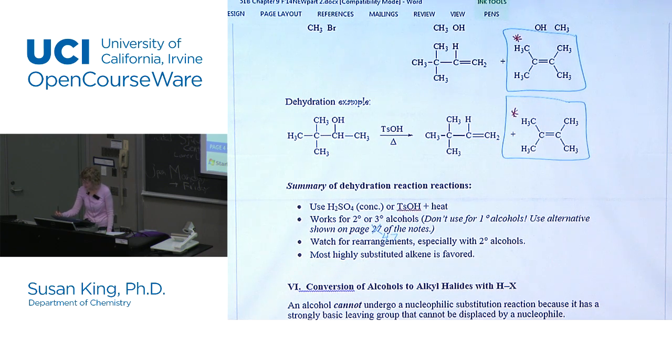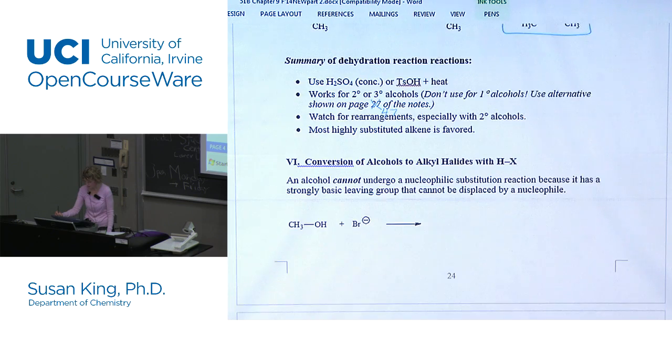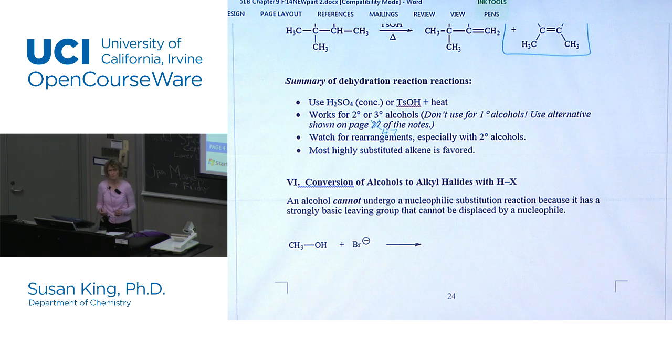All right, so that's dehydration. Now we're going to move on to the second part of this chapter, which is all about taking alcohols. An alcohol has a really poor leaving group, doesn't it? Taking an alcohol and converting it into something that has a good leaving group, that's the major bulk of this middle part of this chapter.